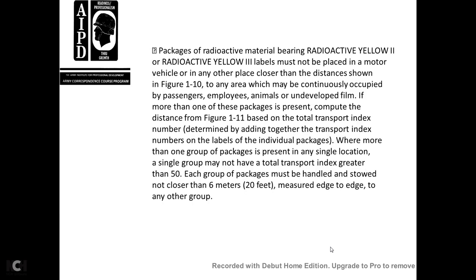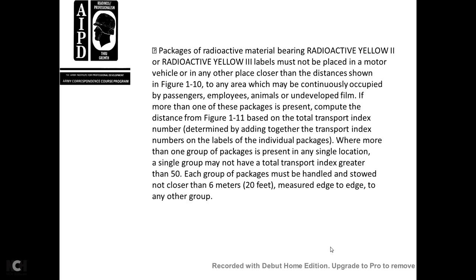A package of radioactive material with the Radioactive Yellow II or Radioactive Yellow III label must be placed in the motor vehicle no closer than the distance shown in Figure 110 to any area which may be continuously occupied by passengers or employees, or to animals or undeveloped film, where more than one of these packages is present.